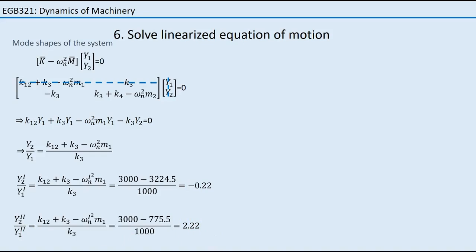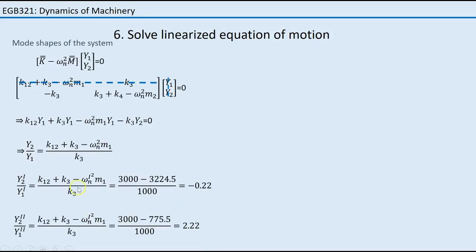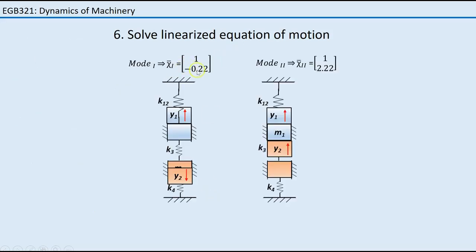Alright, so once we get these 2 ratios, now we want to look for the mode. As you already know, mode is denoted as chi. So chi is a vector where the first element will always be 1, and the second is the ratio. If you look back, our first ratio was negative 0.22, so we replace it here with negative 0.22. Because this is negative, it means they will vibrate in the opposite direction.